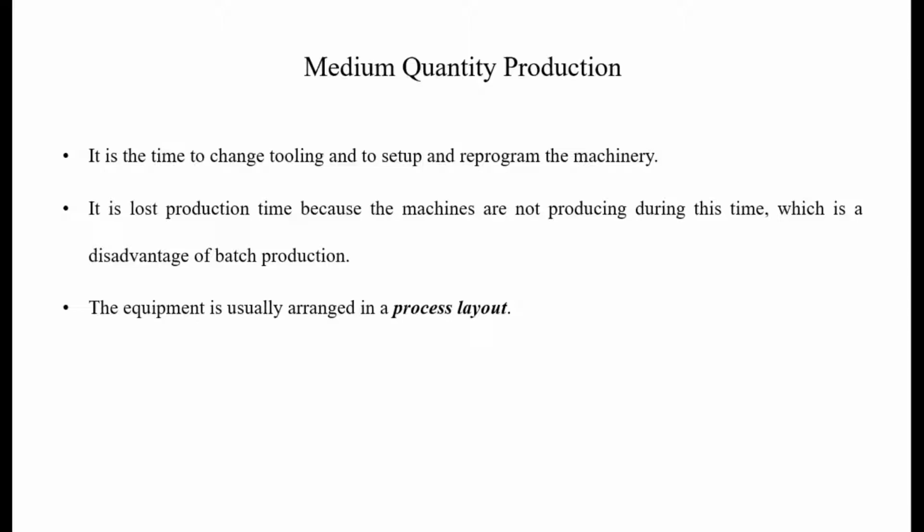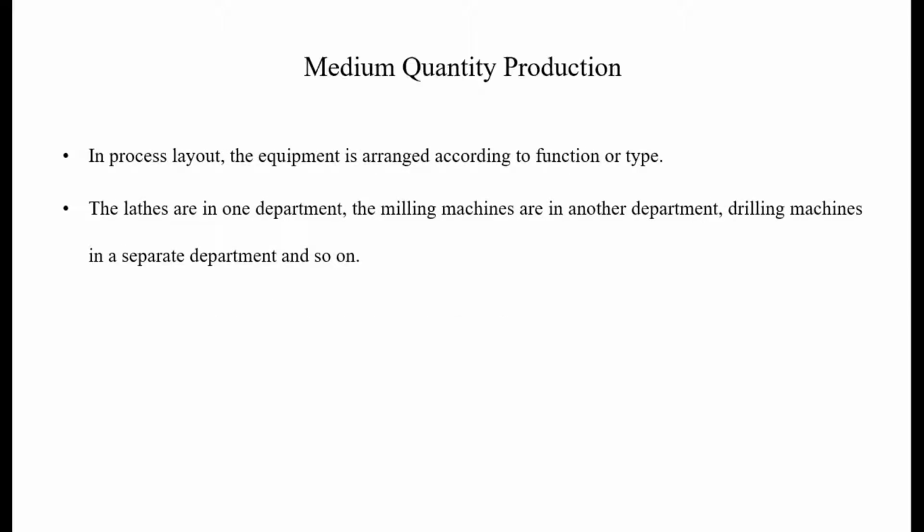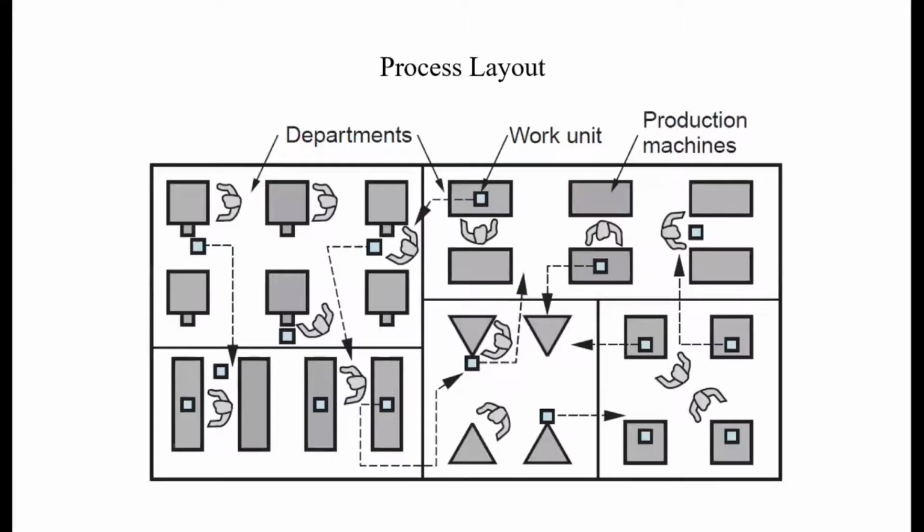And in the case of batch production, the production machines and equipment are arranged into the process type layout. What is the process type layout? The layout in which the machines are arranged according to the function or type. Meaning the lathe machines are arranged in one department, the milling machines in another department, the drilling machines in another department, the shapers in another department, the grinding machines in a separate department. So this one is the example of the process type layout. The different machines are arranged into different departments.